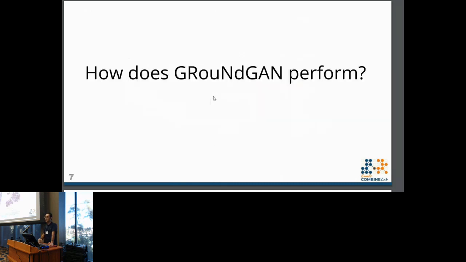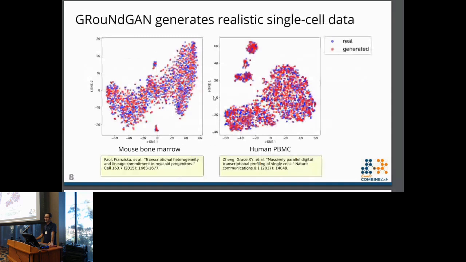Well, we tested it on various single-cell data sets. Here I'm showing the results on only two of them. So we have t-SNE plots over here with real cells being in blue, generated ones in red, and we see that they kind of overlap in this 2D space. And even the smaller cell types in the PBMC data set, which are in those little islands, although GRouNdGAN didn't receive any cell type info, it doesn't suffer from this mode collapse problem and still generates those.